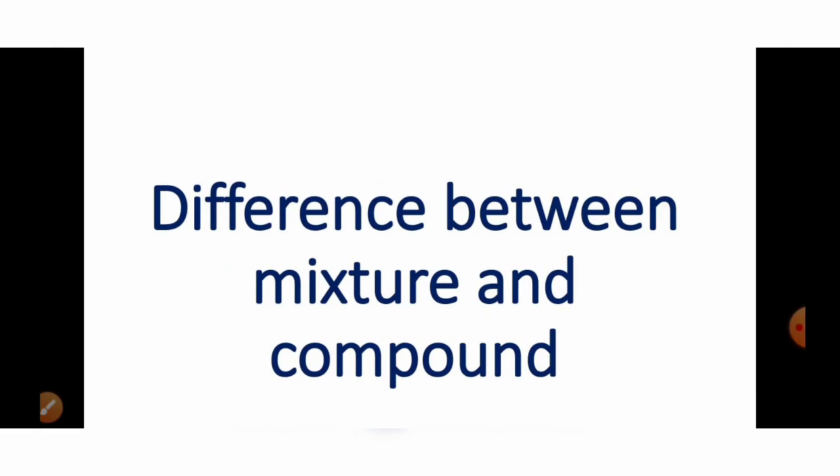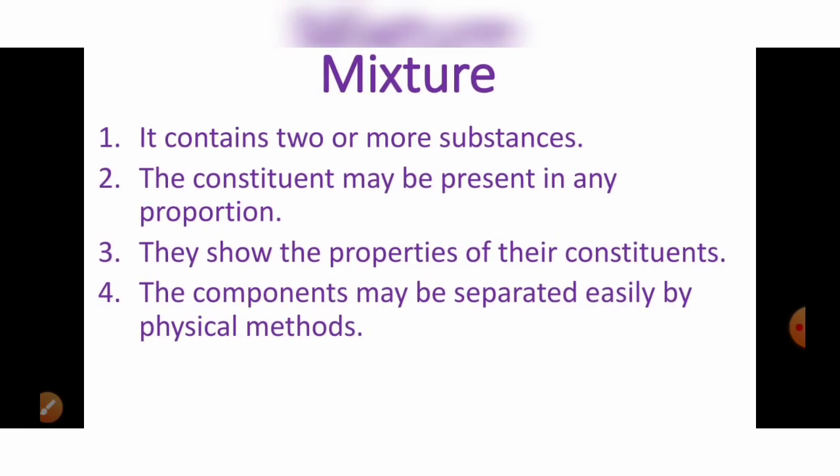Okay, next we go to the difference between homogeneous and heterogeneous. What is the difference between homogeneous and heterogeneous? That we already saw in the last session. So we see the difference between mixture and compound. What is the difference between mixture and compound? See here, a mixture contains two or more substances. The constituents may be present in any proportion. They show the properties of the constituents. The components may be separated easily by physical methods.